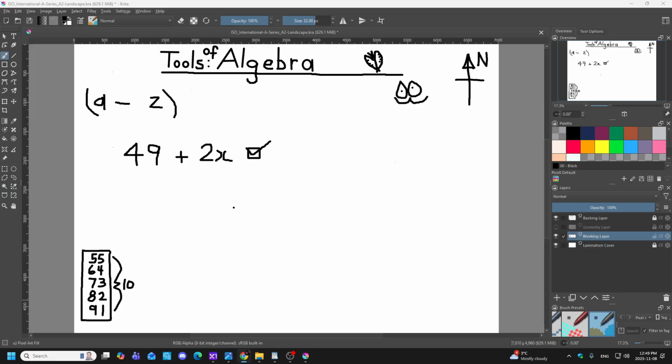Okay, let us continue on and finalize this area of mathematics: writing mathematical expressions for verbal expressions, and writing verbal expressions for mathematical expressions. Let's carry on.